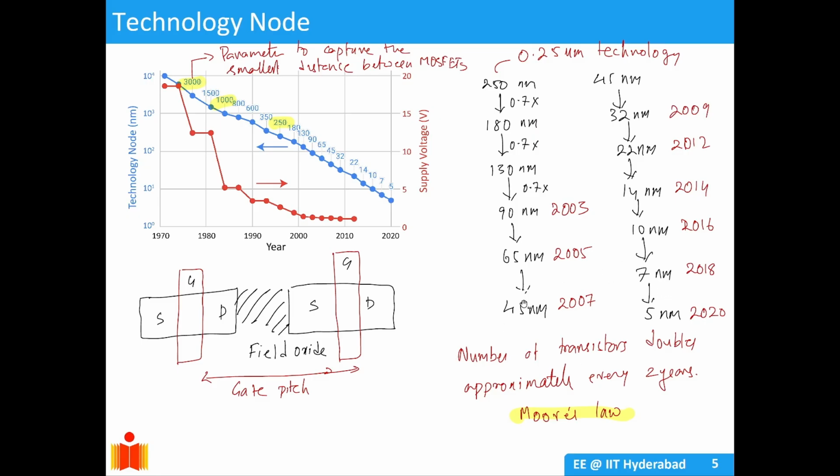So by this factor, if we see the trend here, then we can say the number of transistors per unit area doubles approximately every 2 years. This is called Moore's law.